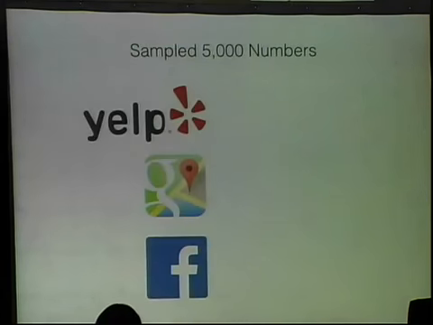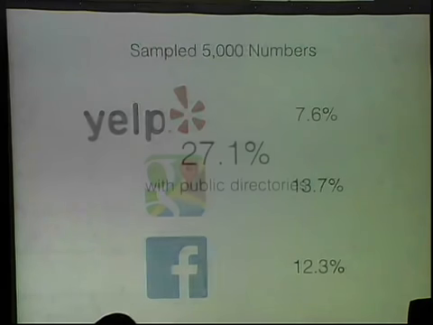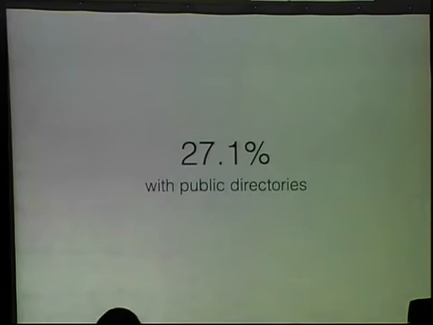We sampled 5,000 numbers and hit up a bunch of APIs. Here are three of the ones we played with, trying to see if we could match those numbers to identities of individuals and businesses. And here are the hit rates we got on each of these. All told, we got a little over 27% with just free public APIs.